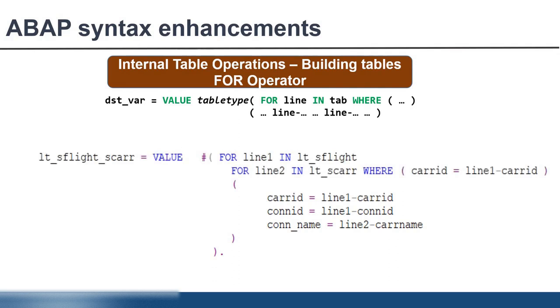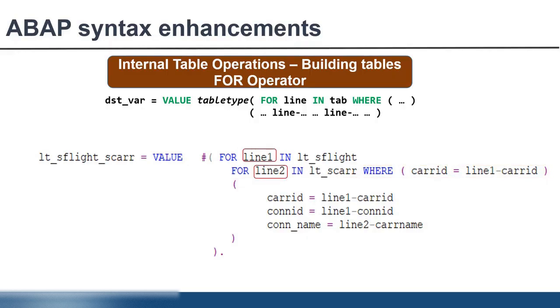The target internal table is LTS flight scar. Two source internal tables are there. This is similar to loop inside loop in the old approach. The first for loop is the first loop and the second for statement is the second loop.